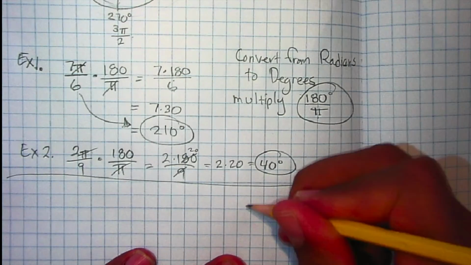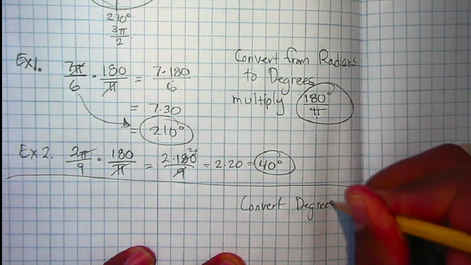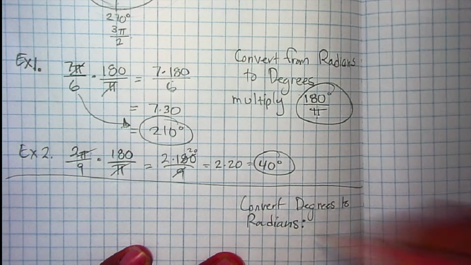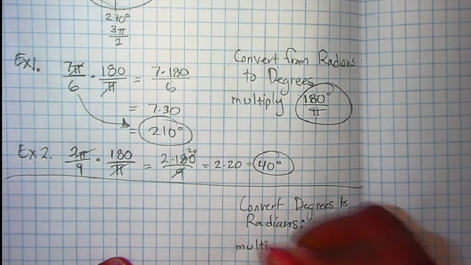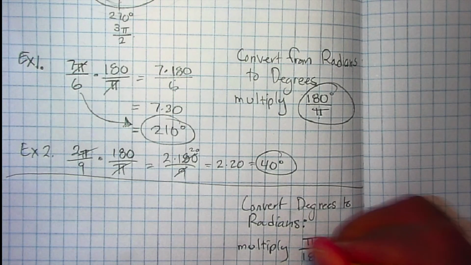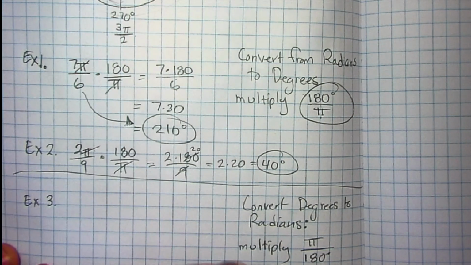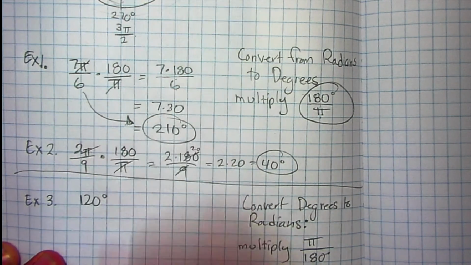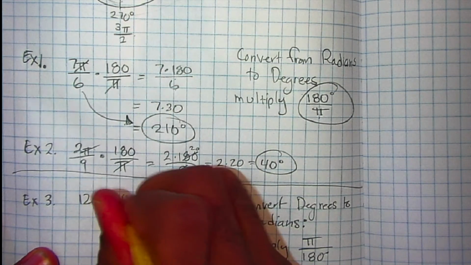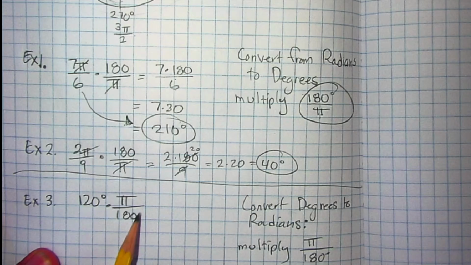All right, so now let's go the other way. Now we're going to convert degrees to radians. And it's pretty much the same thing, except now we just flip that same ratio. Now it's pi over 180. Okay, so for example, if I start with 120 degrees, then I just multiply by pi over 180.